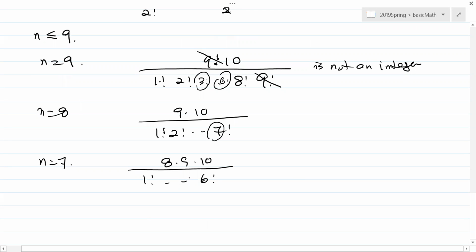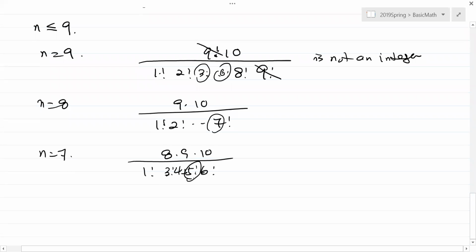Okay, so it's a 5 factorial and 4 factorial and 3 factorial, right? Okay, 3 factorial, 6 factorial contains 2 threes. And 5 factorial, you see that there's 2 fives in the denominator. So you're not able to get rid of a 5, okay? There's only 1 five in the numerator, but there's 2 fives in the denominator, okay? So this causes you trouble, 5.